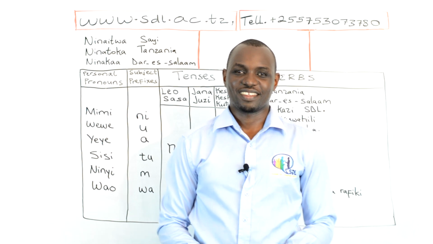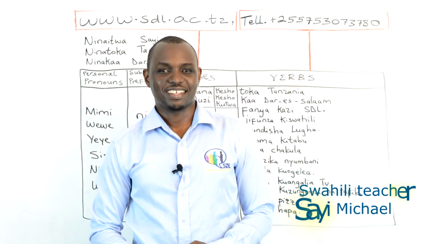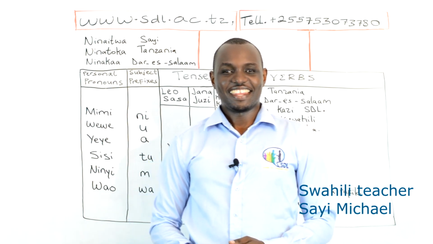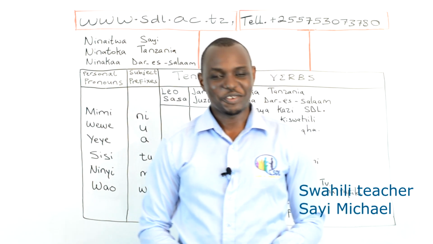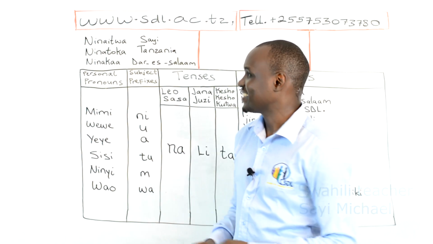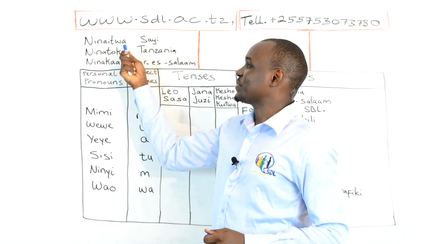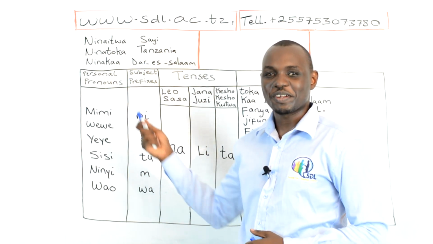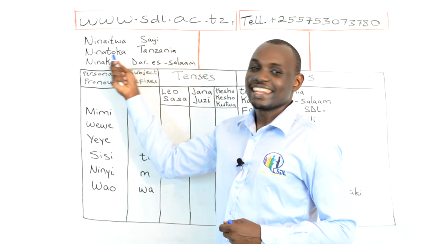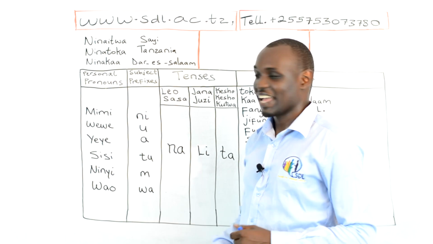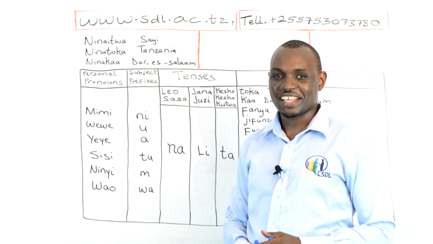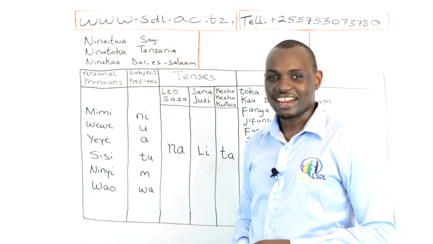Habari, ninaitwa Sayi Michael, ninatoka Tanzania. Ninakaa Dar-es-salaam. Don't worry, what I just said is ninaitwa Sayi Michael. My name is Sayi Michael. I am called Sayi Michael. Ninatoka Tanzania. I come from Tanzania. Ninakaa Dar-es-salaam. I stay in Dar-es-salaam.